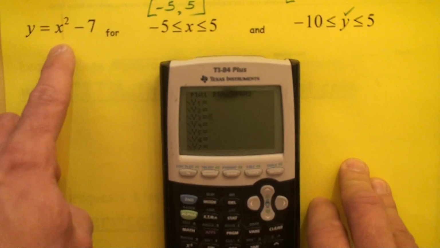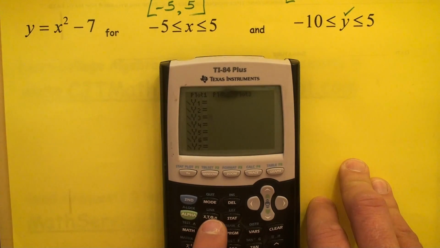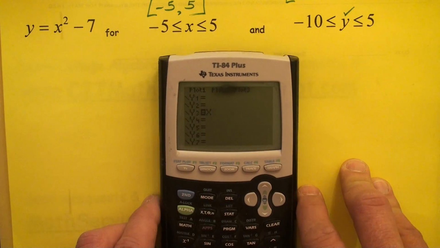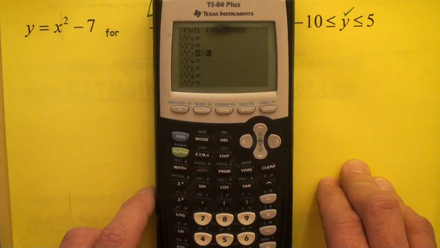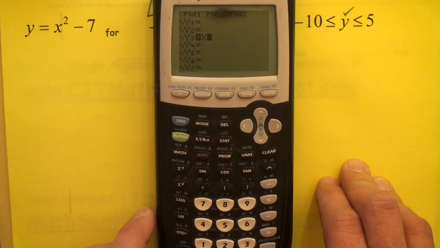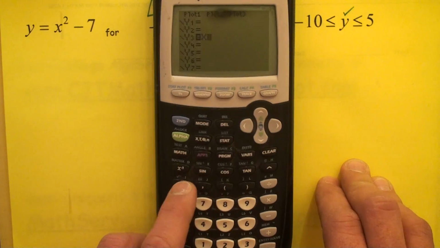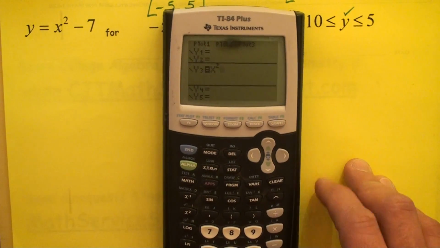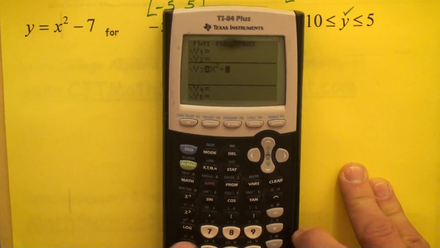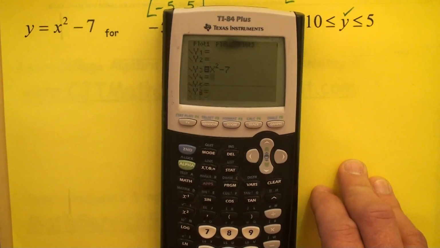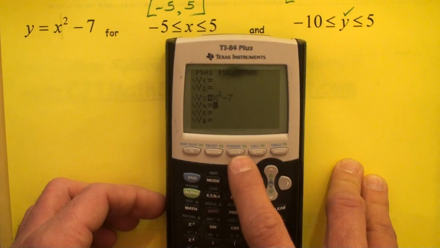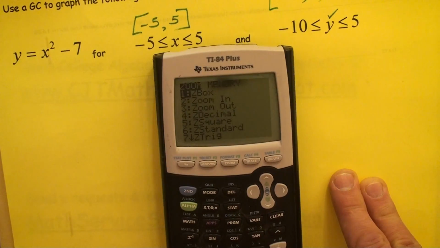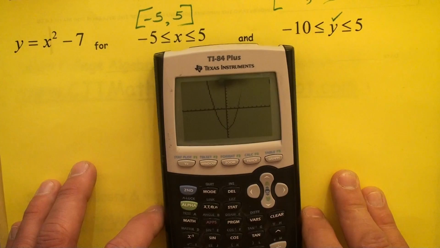Now we're going to go ahead and type this in, x squared. So you're going to type in x, which is next to alpha. Right there. There's your x. Then you're going to press the x squared button, which is right next to the comma. Then we're going to type in minus 7. And then go ahead and press enter so you're done typing it in. Then we're going to press zoom 6 so that you have a standard viewing window.